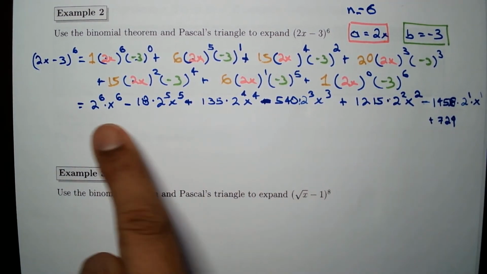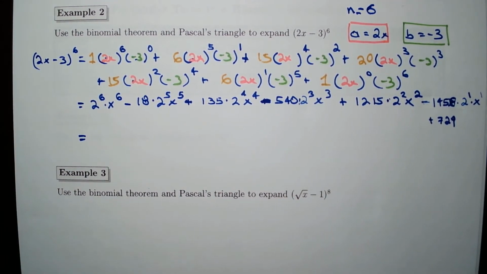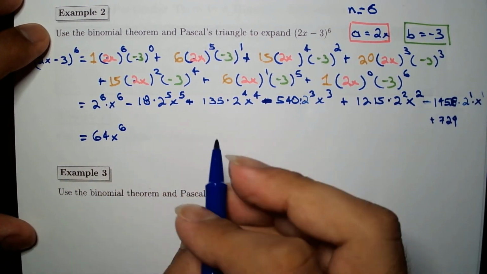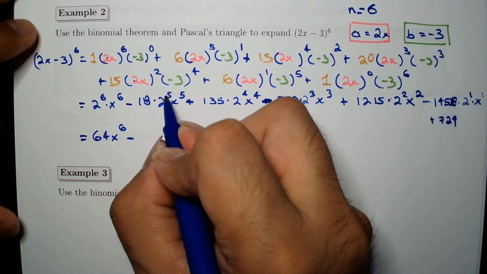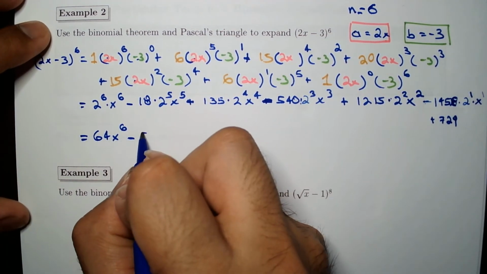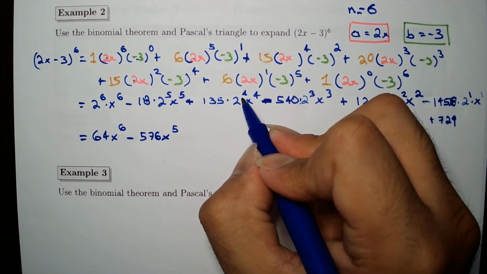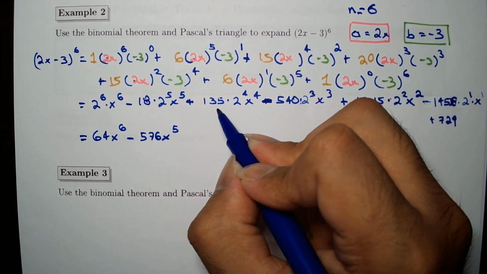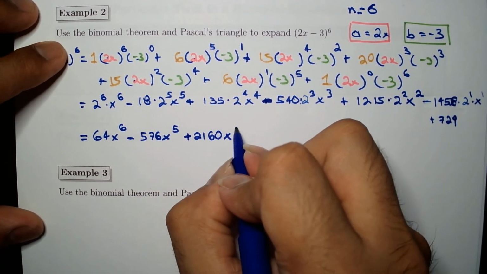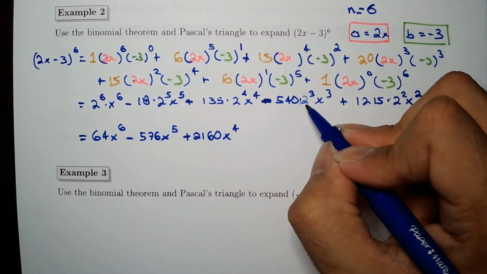So the rest of this is simplifying the coefficients. Well, 2 to the 6th power, so 2 to the 6, that's 64 x to the 6th power, minus 2 to the 5th, which is 32, times 18, it's 576 x to the 5th power. 2 to the 4, which is 16, times 135, we get here plus 2160 x to the 4th. 2 to the 3rd is 8 times 540.